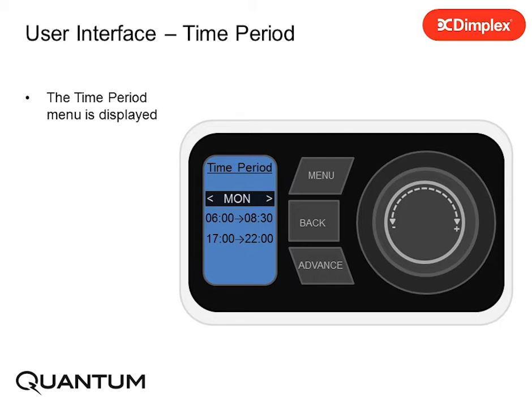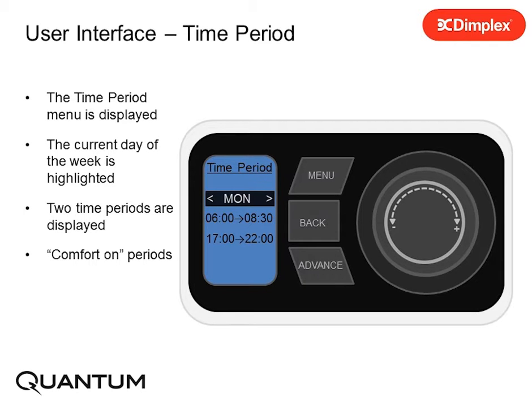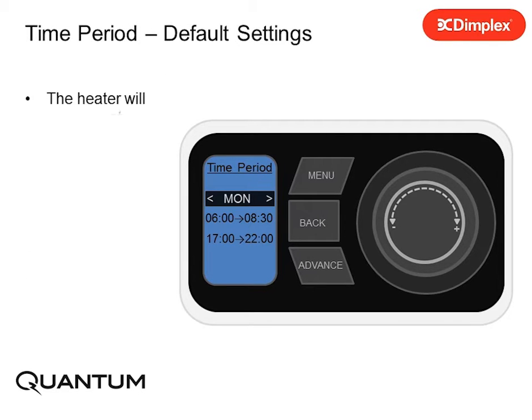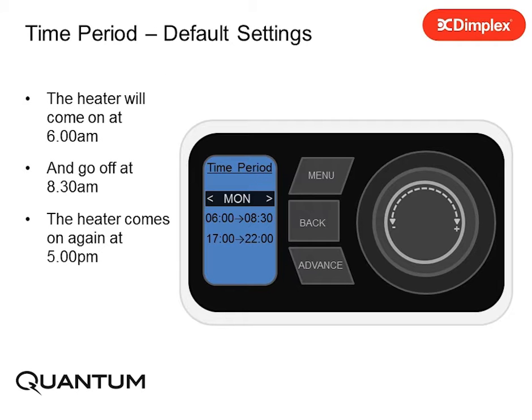The time period menu is displayed. The current day of the week is highlighted. Two time periods are displayed: comfort on periods and periods when the heater is available. The heater will come on at 6 AM and go off at 8:30 AM. The heater comes on again at 5 PM and goes off at 10 PM.